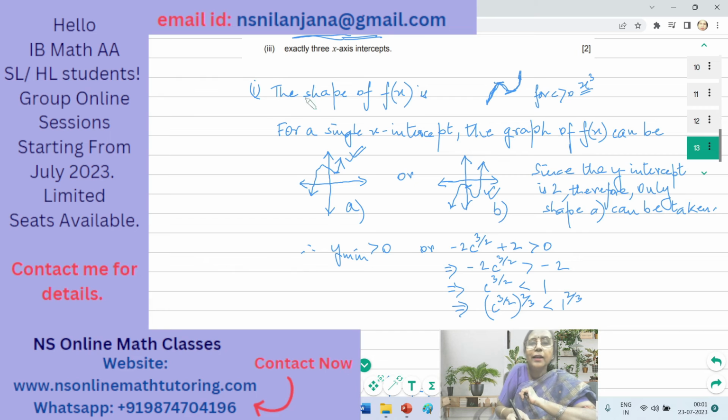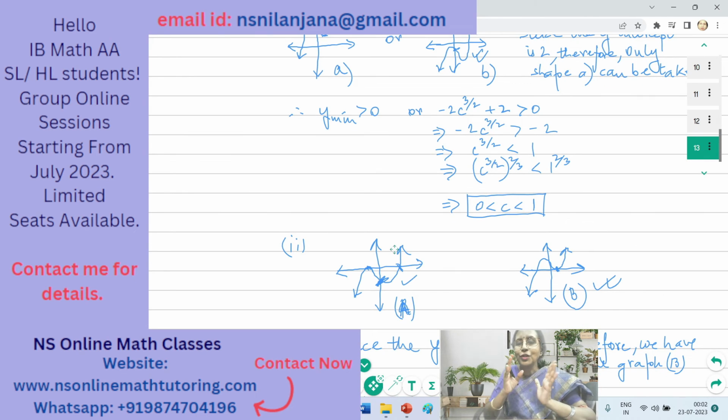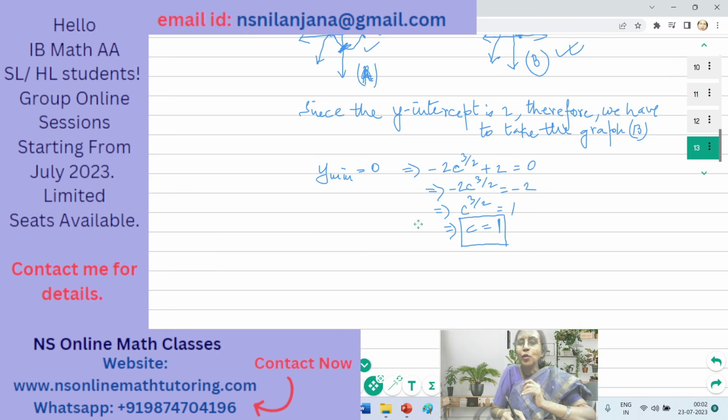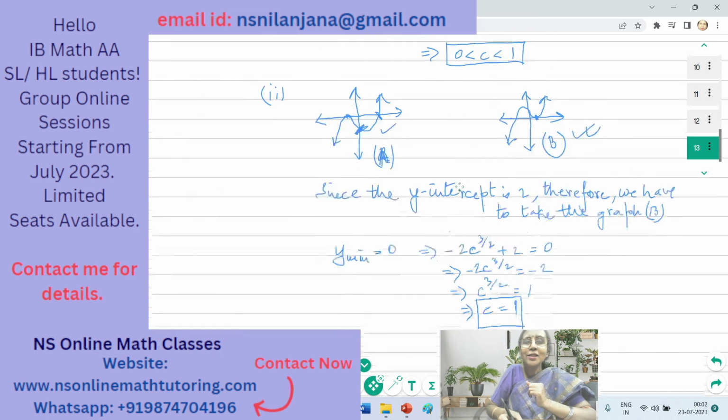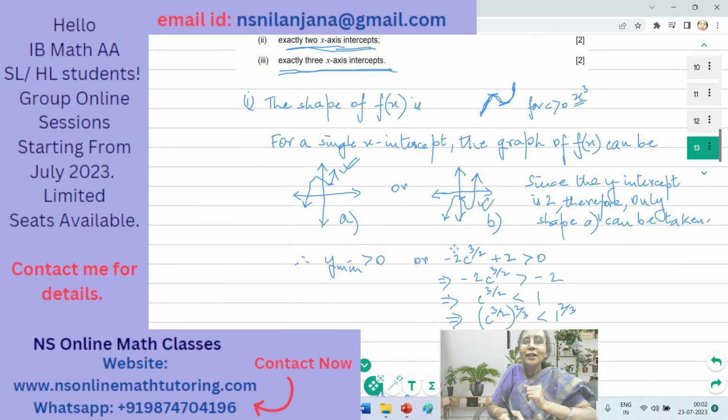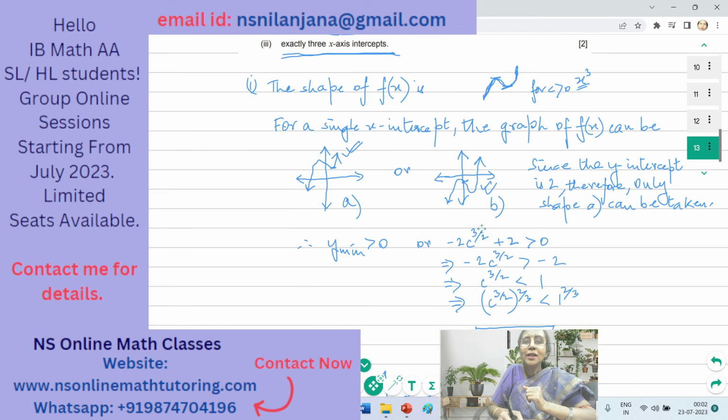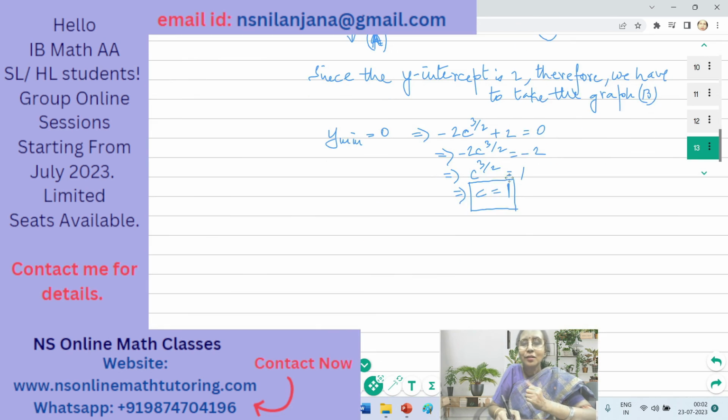And subpart I: exactly 3 x-intercepts. So c is greater than 0. We have taken two portions. C is from 0 to 1, and then we have taken c equal to 1. The other part that is remaining is c is greater than 1. It has to be that. How many marks does this contain? 2 marks.